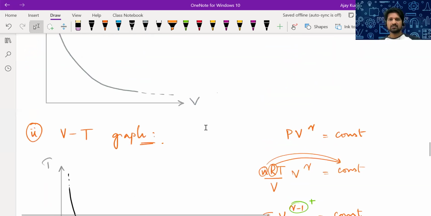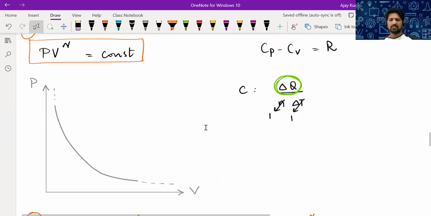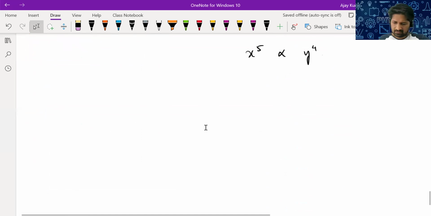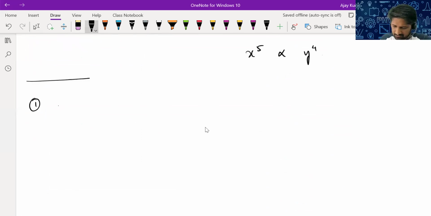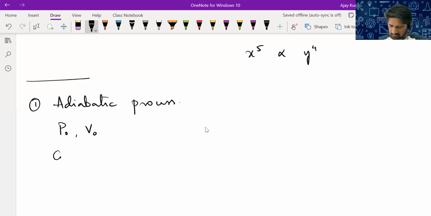And questions based on these equations are quite common. They can give you the gamma value and ask if volume is doubled, what happens to pressure? Okay, let's solve one simple question like that. In an adiabatic process itself, let's say initial pressure is P naught, initial volume is V naught, and the gas is expanded to, let's say, 4 times its initial volume.